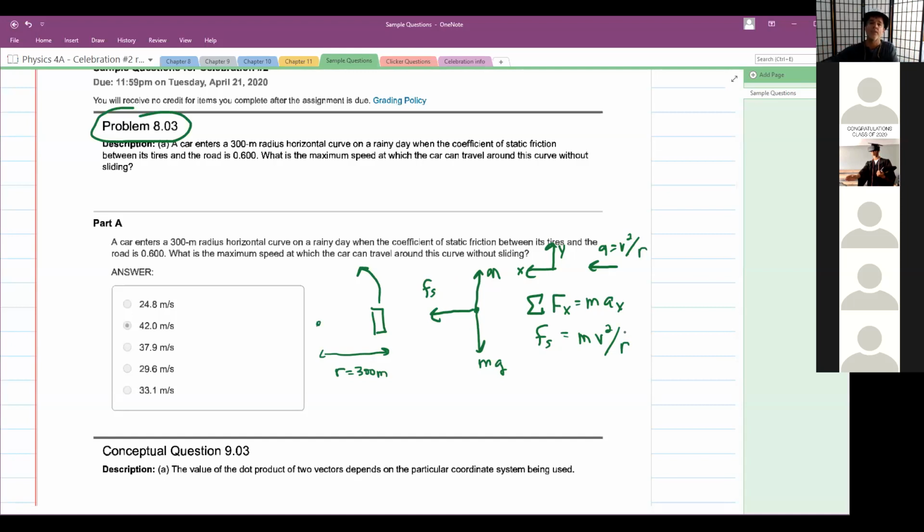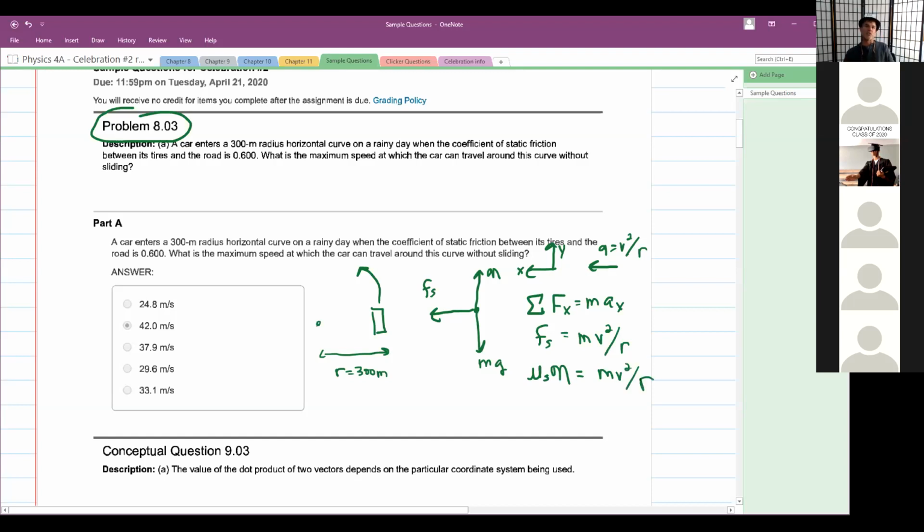If I go any faster, that's going to slip. So if I want the fastest I can move without slipping, I want to know what speed it's going when static friction has reached its maximum value. Hopefully you recall the maximum value of static friction is given by μs times the normal force.